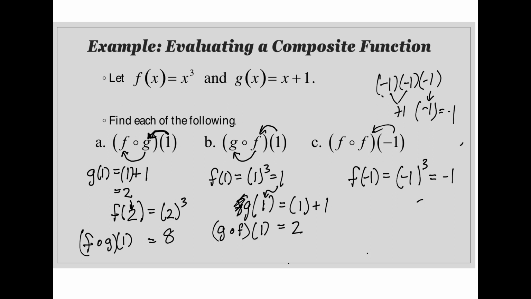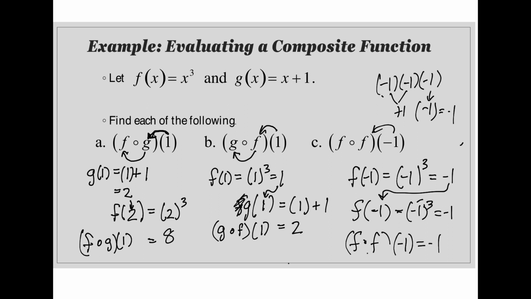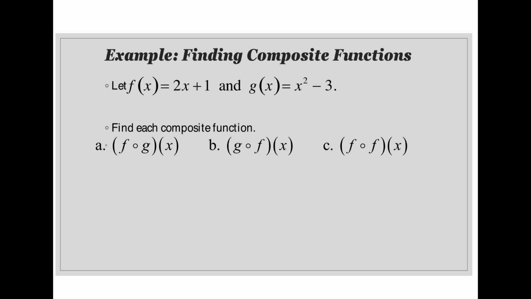So then that's going to become my f again, that output becomes my new input. And we end up with negative 1 cubed again, so negative 1. So the f of f of negative 1 is negative 1. I want to make sure that looks like a hollow dot there, not a solid dot. A solid dot would indicate we're actually going to multiply. Two very different things.